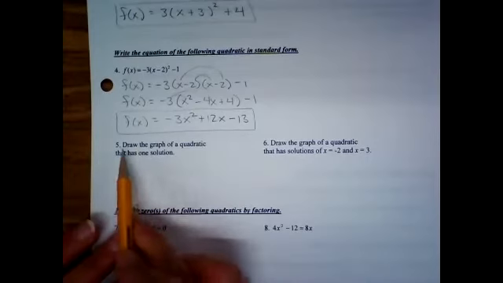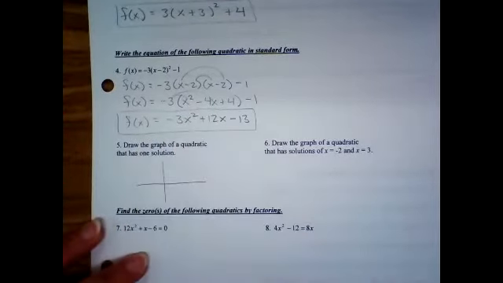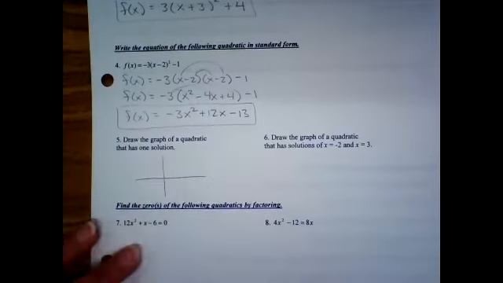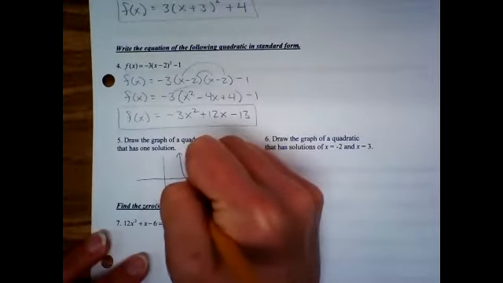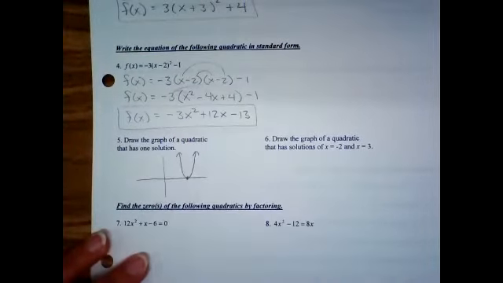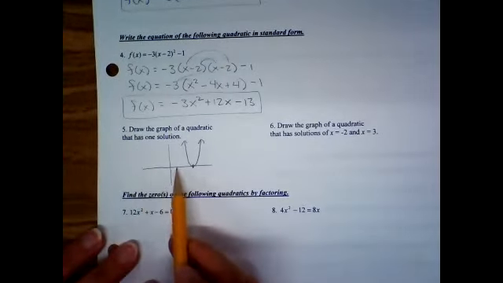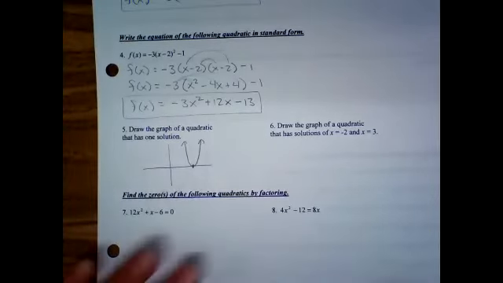All right, number 5, draw the graph of a quadratic that has only one solution. You can draw it however you want, but it means it can only touch the x-axis once. It's going to look like a bounce, like it'll be a twin. So something like that. But what if you drew it touching the x-axis over here? Or what if you drew it at the origin? Those are all fine, as long as it only touches once.